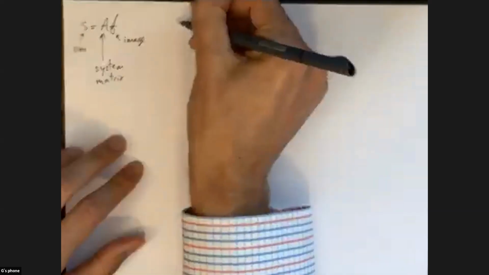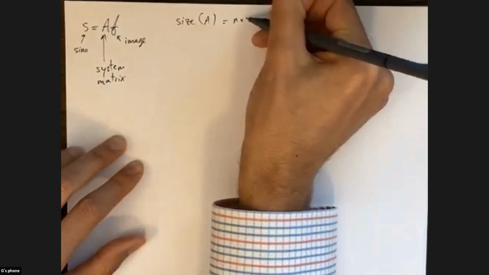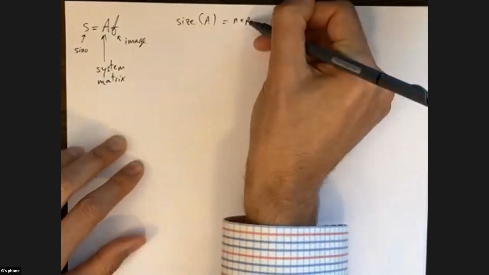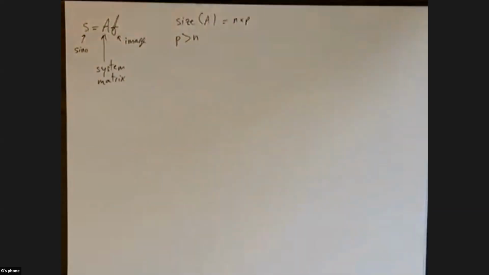So the size of A is n times p. n is the number of pixels, p is the number of sinogram elements. And usually we have p greater than n. So typically we acquire more sinogram measurements than we have pixels in our image. So the system is overdetermined, so we have more measurements than unknowns.